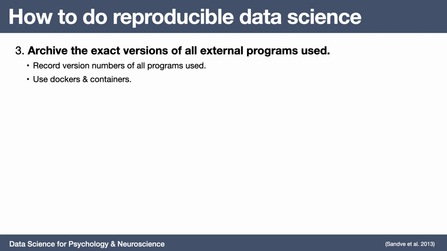Next, archive the exact versions of all external programs used. Record your version numbers. Use Dockers and containers, which are now available, so you can basically freeze all of the libraries and versions of the software you're using into an isolated little virtual machine that you can pass along to others. So they don't even have to have the same software installed on their computer, because everything's packaged in the Docker or the container.